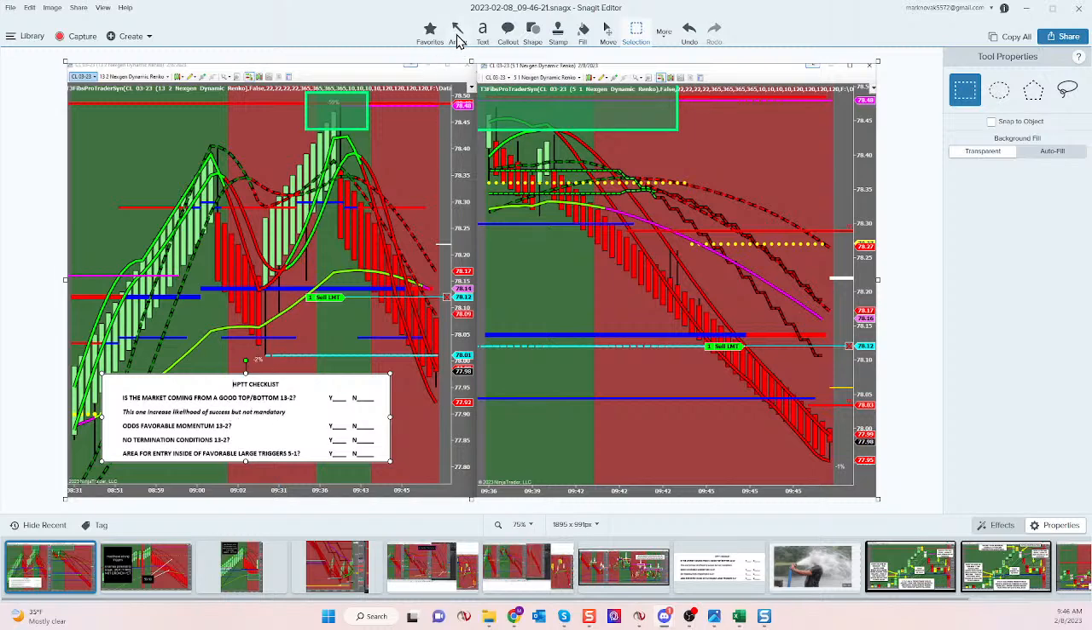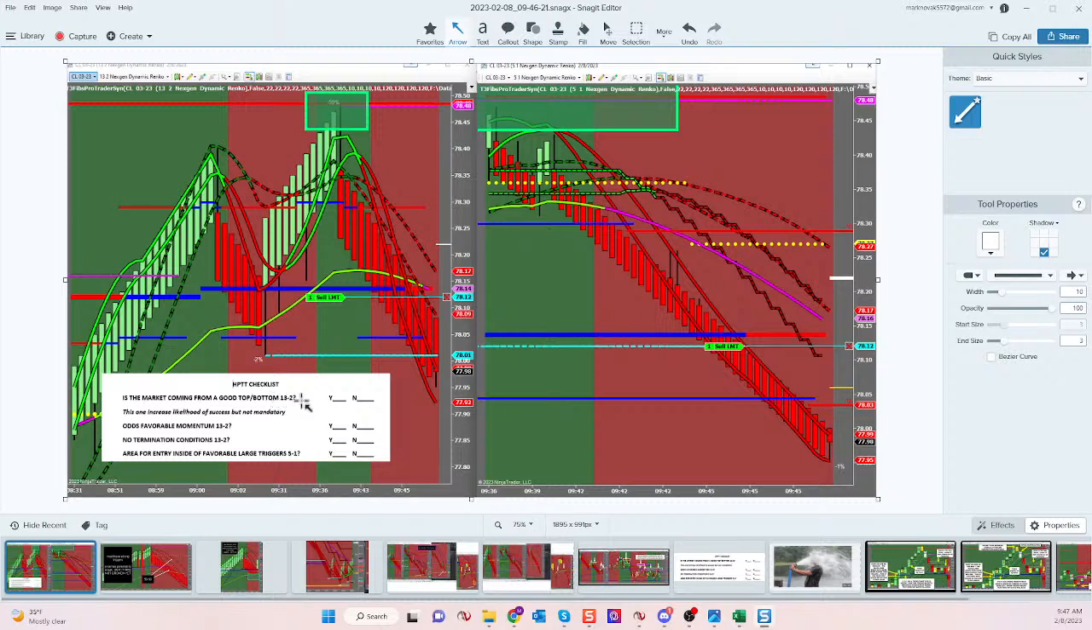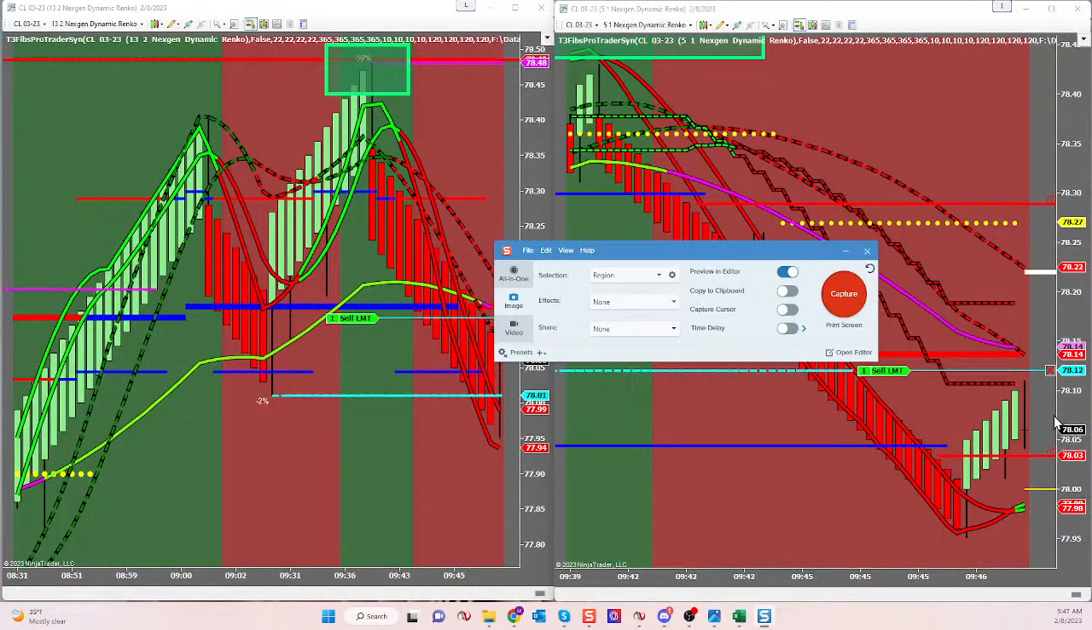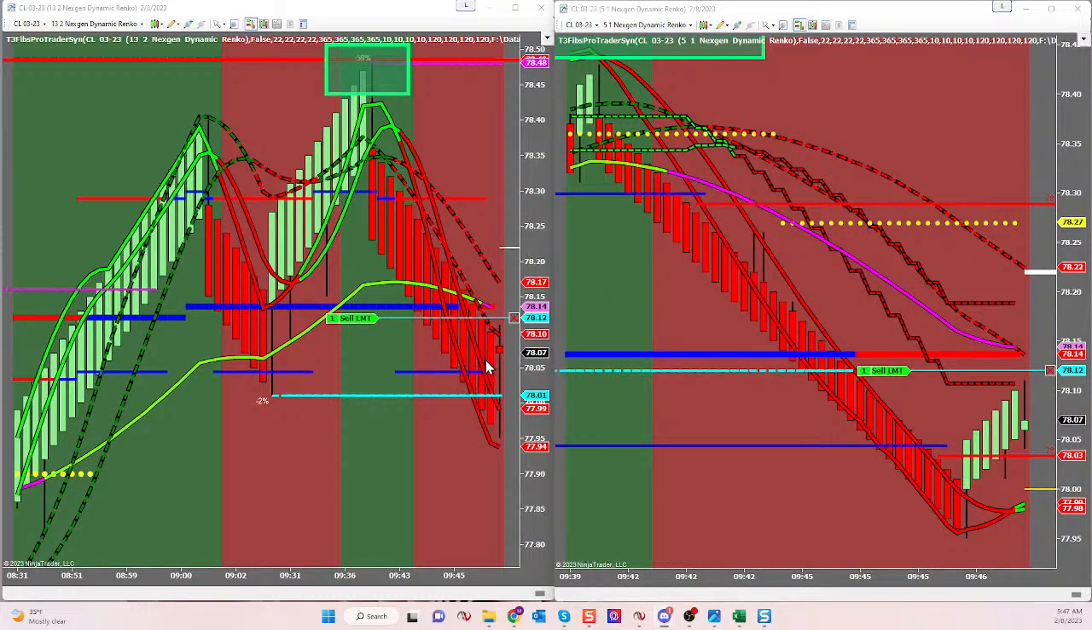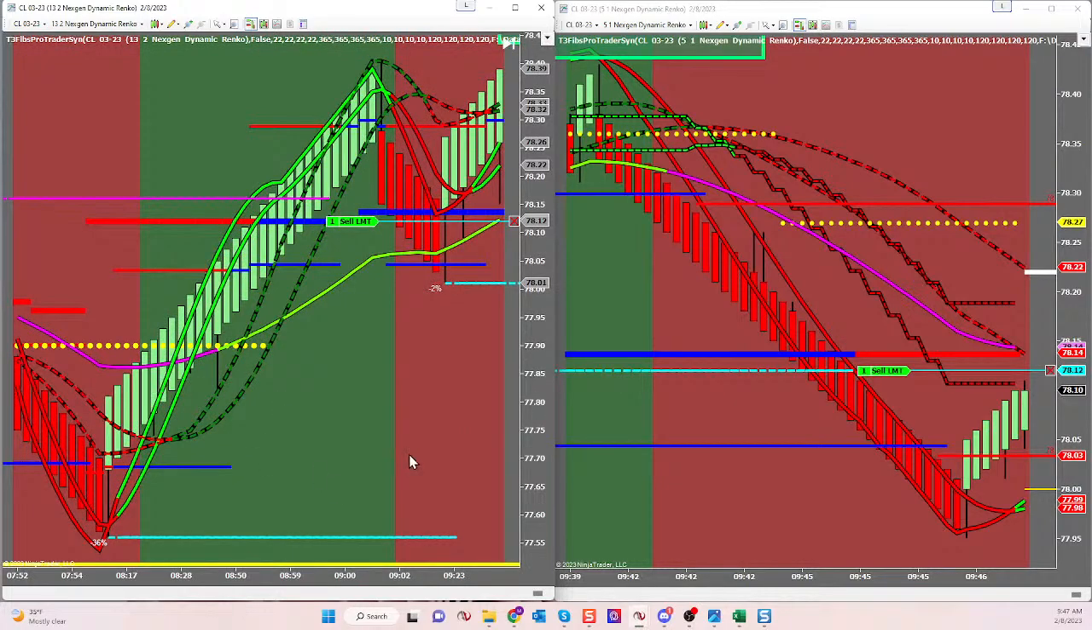Is the market coming from a good top or bottom, a termination condition that creates a full reversal? Absolutely it is. And guys, this isn't mandatory, but increases the likelihood of success. Do I have odds favorable momentum? Yes. Sam, there are multiple fib lines close by on the 13-2. So Sam, 2 types of trades. There is a trade, a highest probability trade, where every trigger line smashes through these areas and the area is considered to be cleared, both small and larger through.